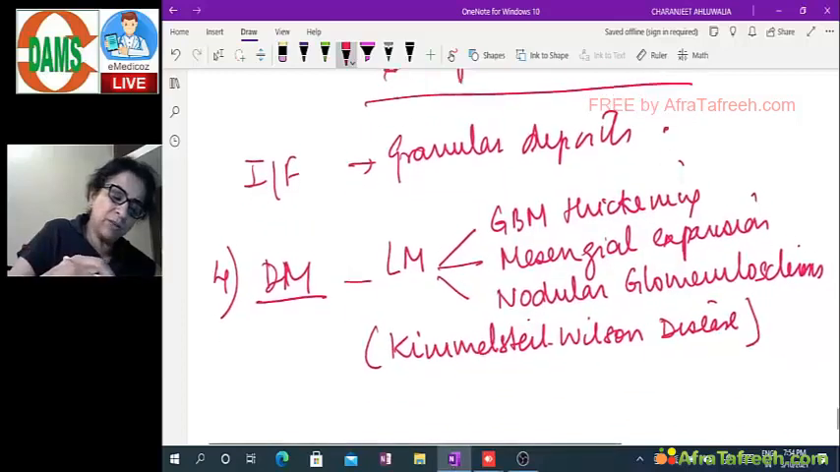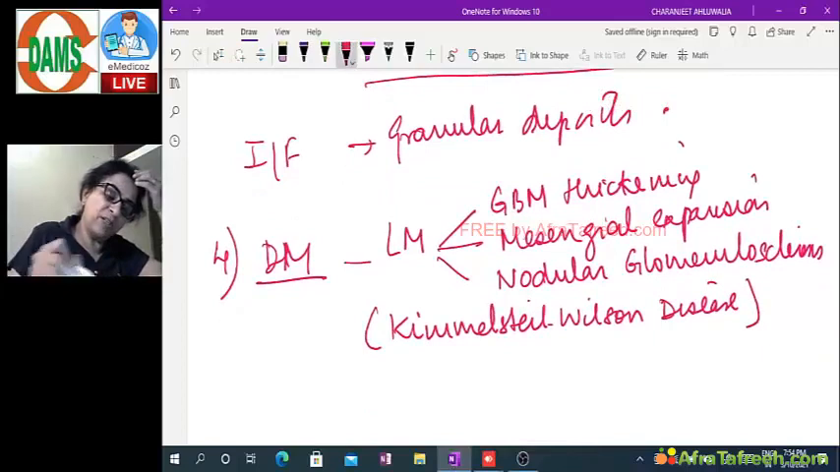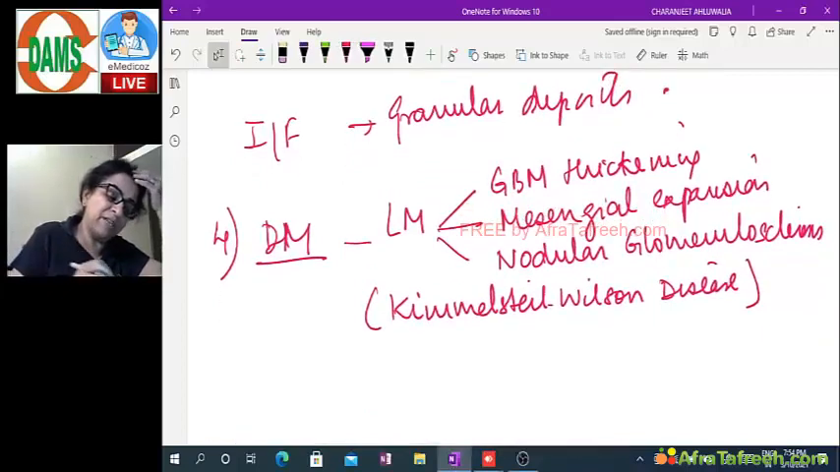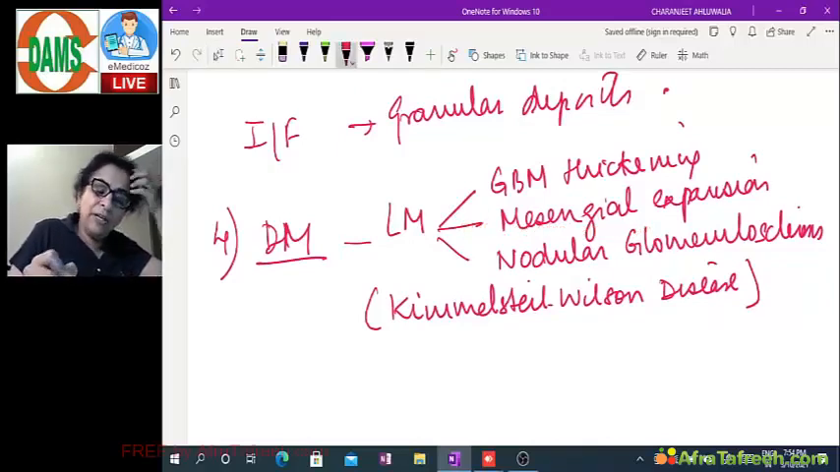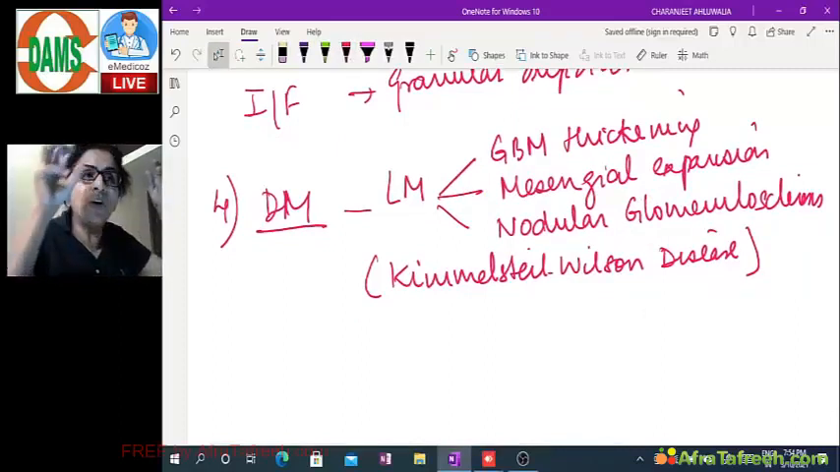Nodular glomerulosclerosis is also called Campbell-Steele-Wilson disease. Now, what is this nodular glomerulosclerosis or Campbell-Steele-Wilson? I will be showing you a picture of this. All these lesions, I will show you the picture. In the capillary loops, pink colored nodules are formed.